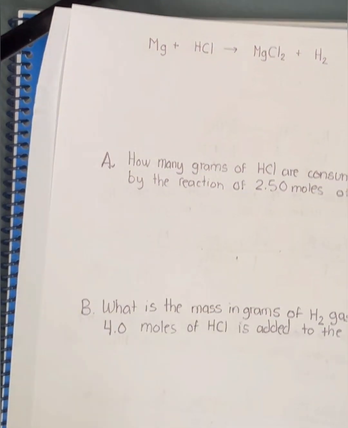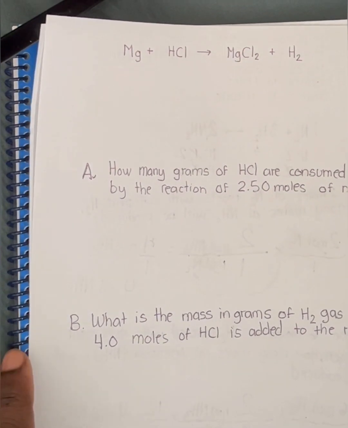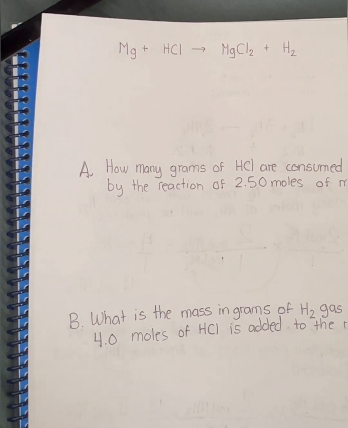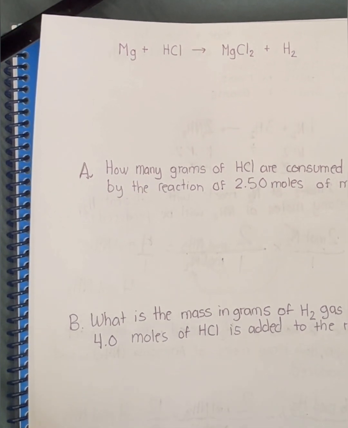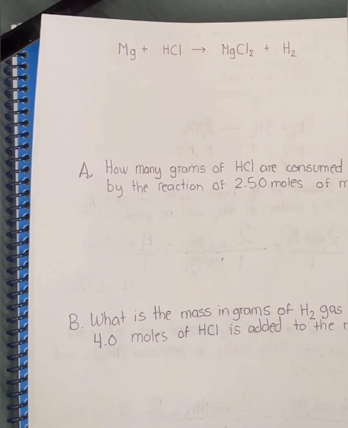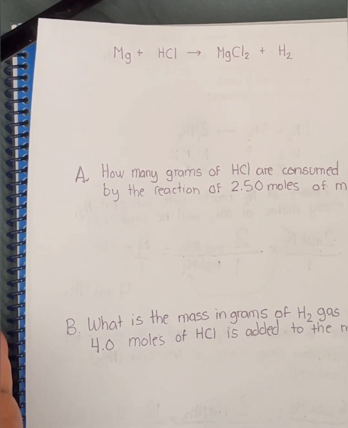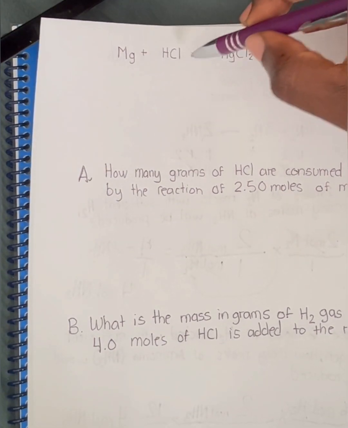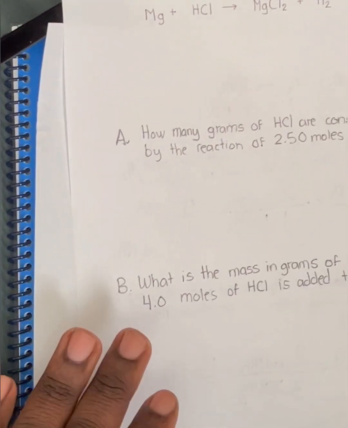All right, so now we will be going from moles to grams. So the question is, how many grams of HCl are consumed? This is part A. How many grams of HCl are consumed by the reaction of 2.5 moles of magnesium? So the first thing we have to do is balance our equation. Mg plus HCl produces MgCl plus H2.